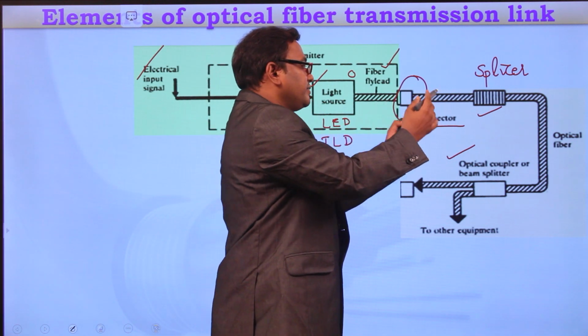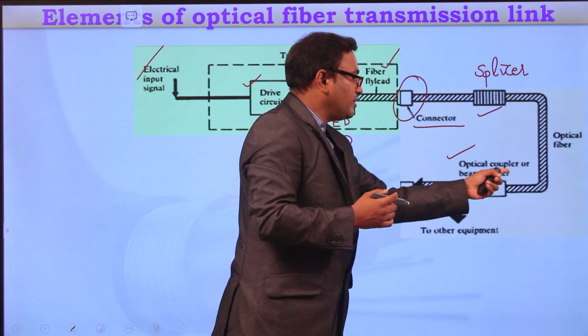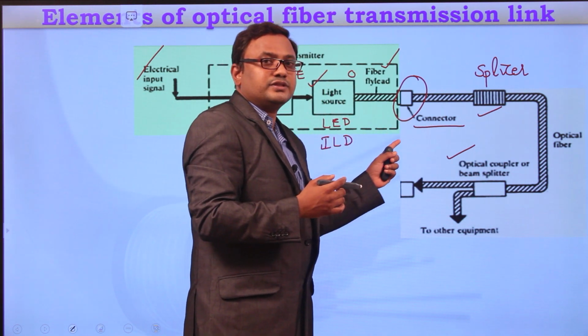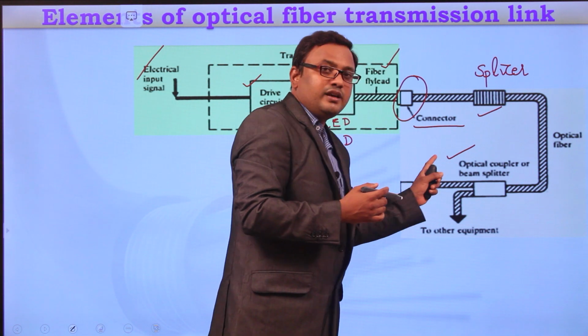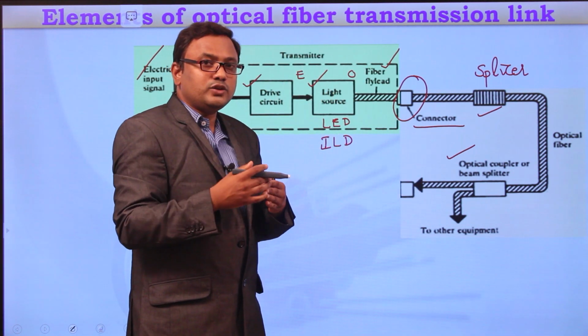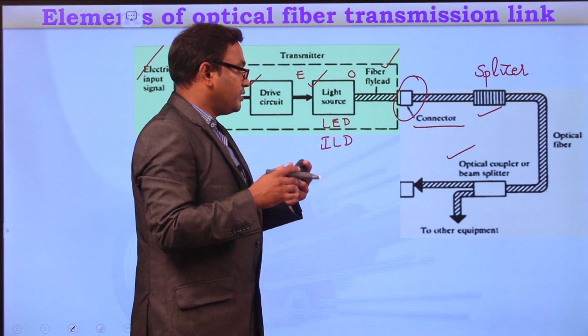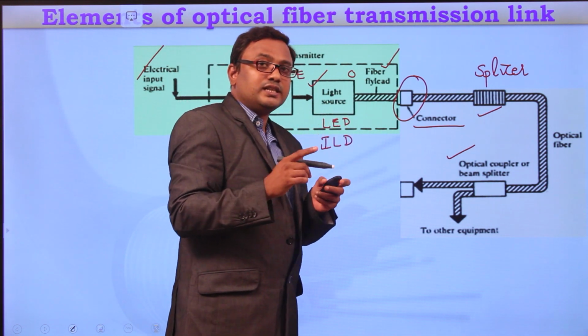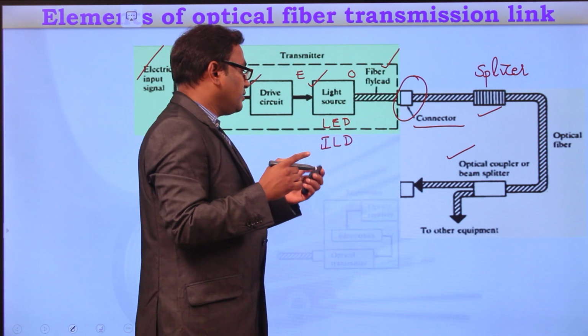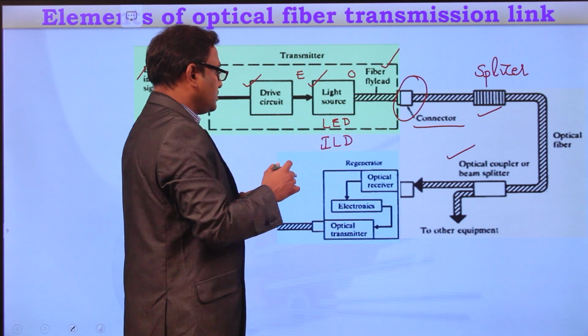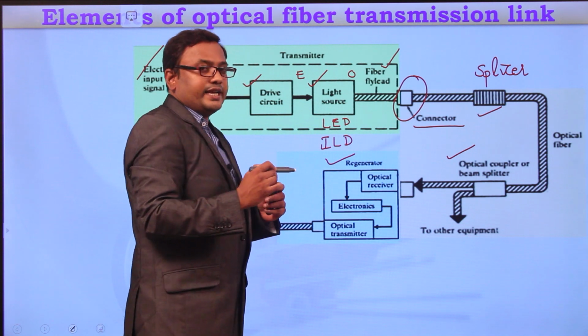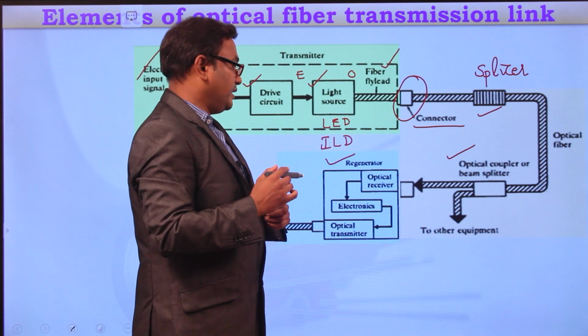After traveling for a certain distance, the light signal will be weakened. So we need to amplify that signal within the channel itself. For that, to amplify the signal within the channel, here we need to use the component which is called the regenerator, signal regenerator.